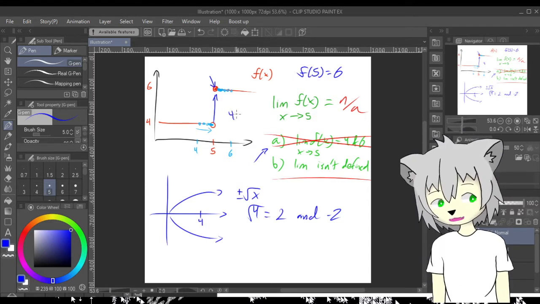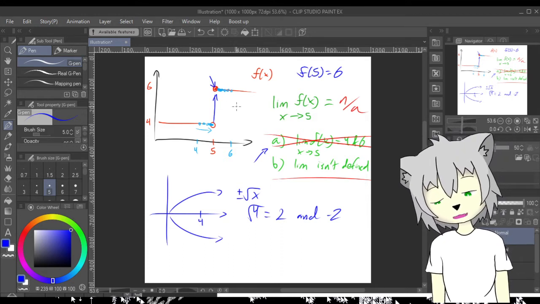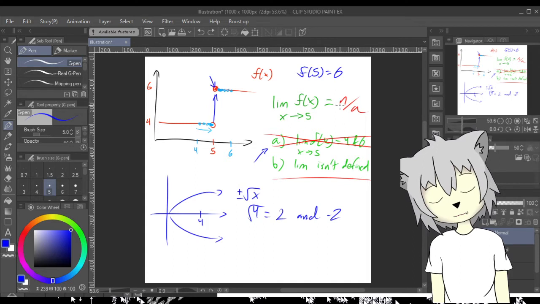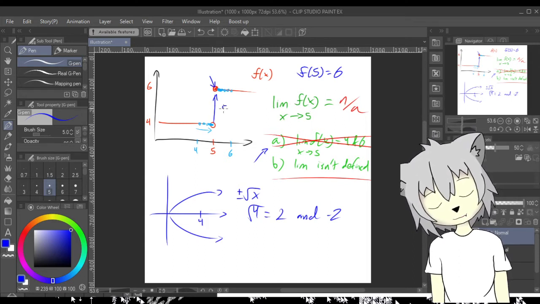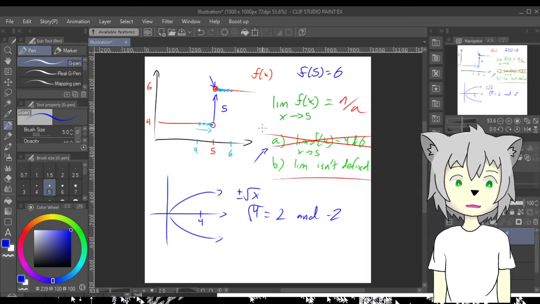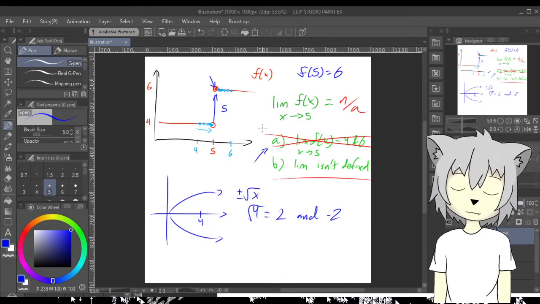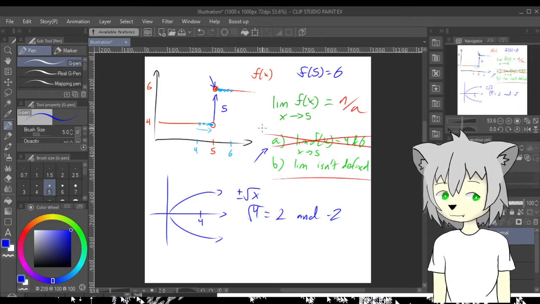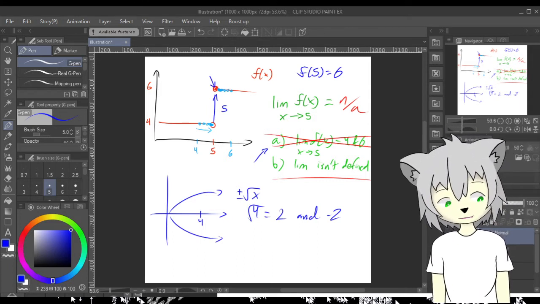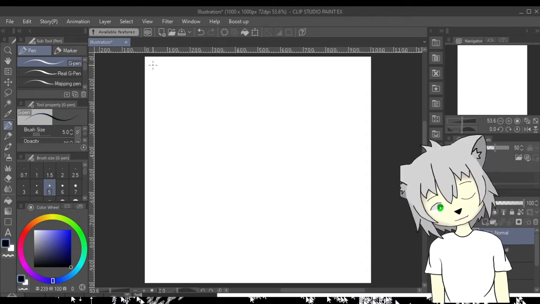You also can't just average it out and say the limit of f of x approaches straight up 5 either, because that's completely different. But there is a special little thing that I like to call one-sided limits.